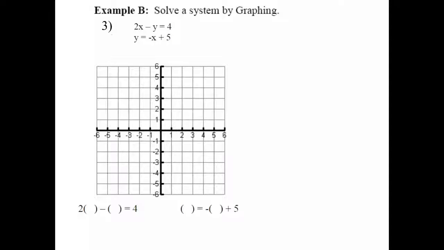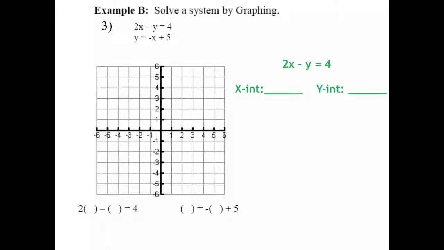So let's go ahead and solve our first system of equations by using the graphing method. We're going to start out by graphing the first equation, which is 2x minus y equals 4. Now, what would be the best method to use to graph this equation? Alright, so let's go ahead and use the thumb method.